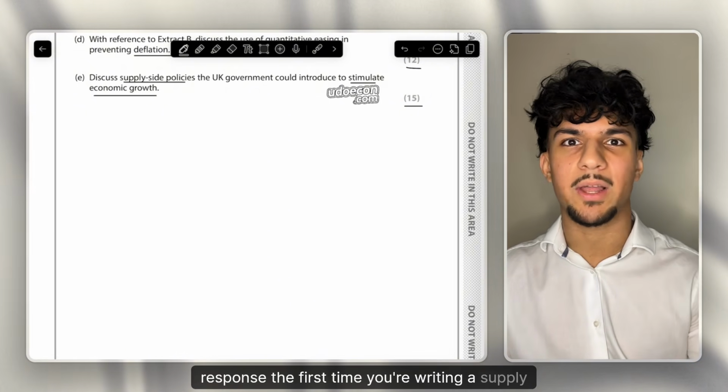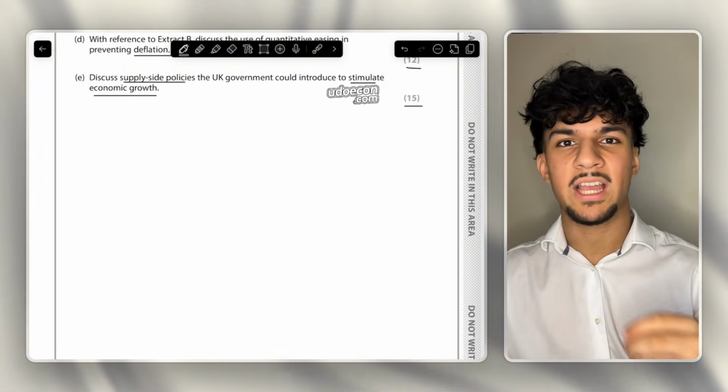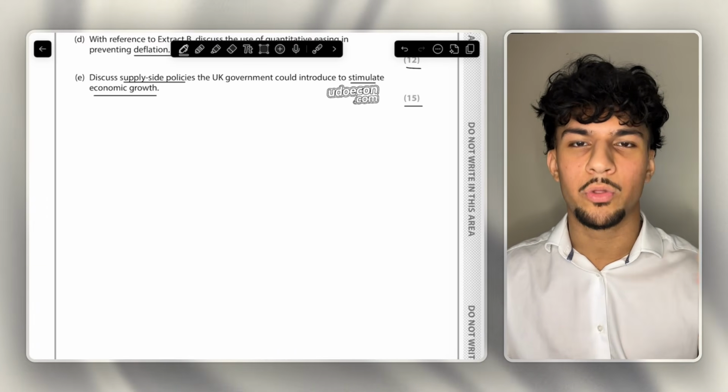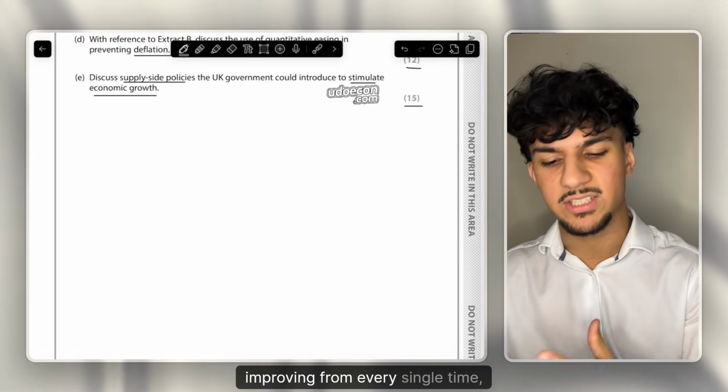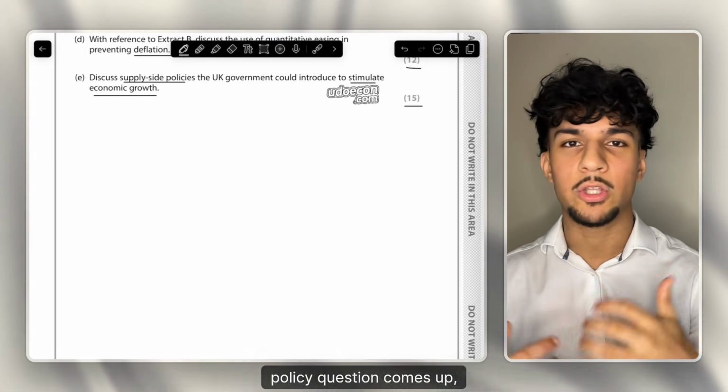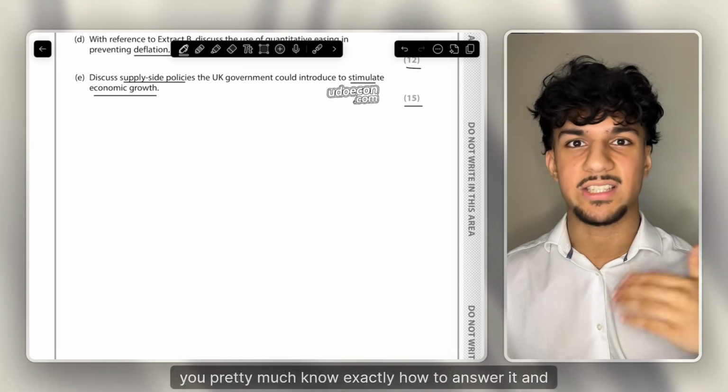The first time you're writing a supply side policy question, there'll be so many gaps, especially with real world application in the chain of analysis, but by repeating it, doing it 1, 2, 3 times, improving every single time, you'll get up to a point where if a supply side policy question comes up, you pretty much know exactly how to answer it and you can smash it out of the park.